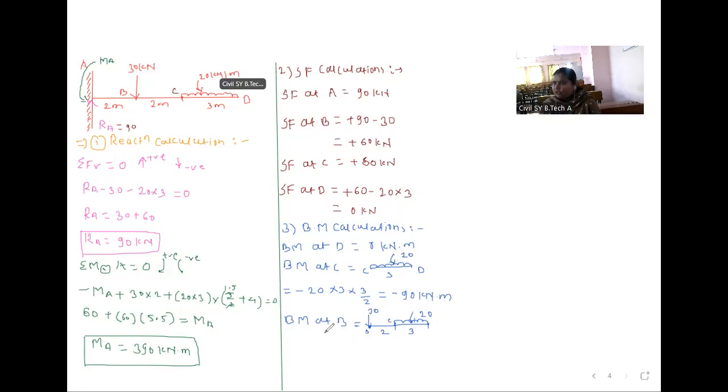So this 20 pushes downward, so minus 20. We have to convert into point load, so minus 20 into 3 into, it will act at its CG, that is 3 by 2, but we have to add these two distance because we are taking moment at B, so plus 2. Then this 30 kilonewton force is there, but perpendicular distance is how much? This 30 kilonewton force is acting at B point, so that's why perpendicular distance is 0. So you calculate minus 20 into 3 into 3 by 2 plus 2, that is minus 60 into 3.2.